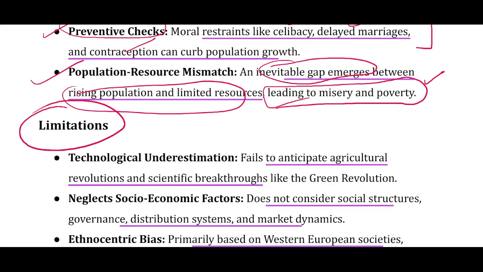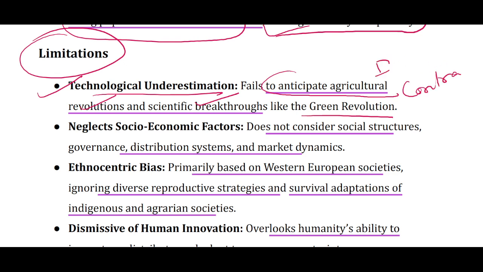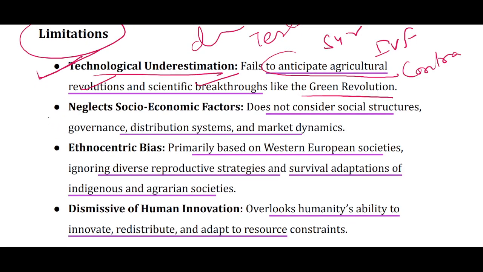Now the limitations of this theory. The first one is technological underestimation: this theory failed to anticipate the agricultural revolution and scientific breakthroughs, not only the green revolution but even modern contraceptives and modern techniques such as IVF, surrogacy, test tube babies, designer babies. All such technological advancements have not been looked into.